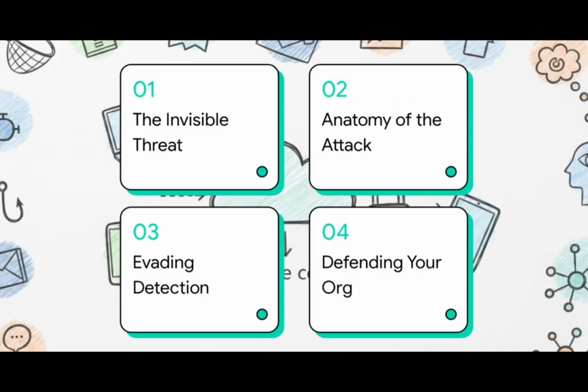Okay, let's dive into this. Here is our roadmap for today. First, we'll cover the invisible M365 threat. Second, the anatomy of the attack. Third, evading security detection. And finally, defending your organization. We're going to cover both the human psychological trickery and the deep technical evasion tactics.